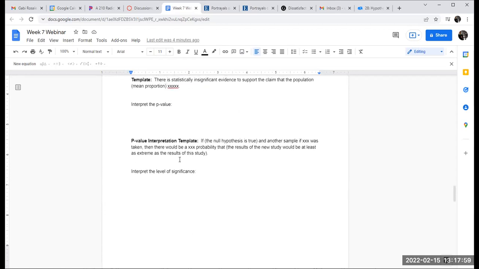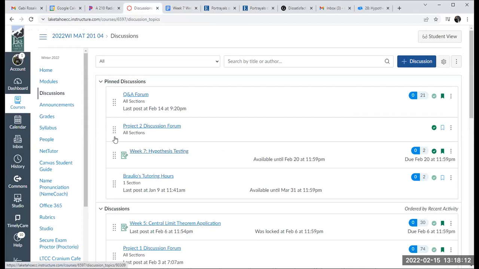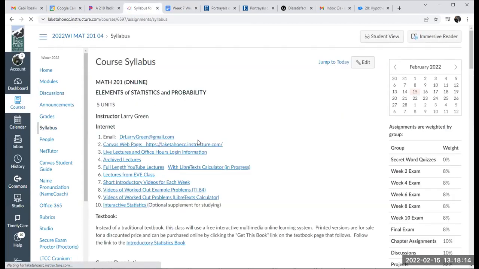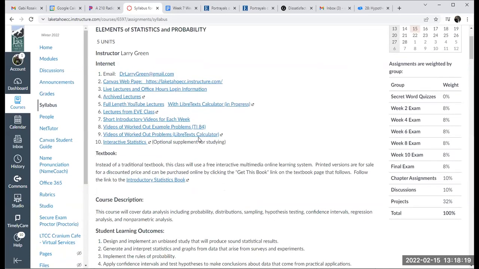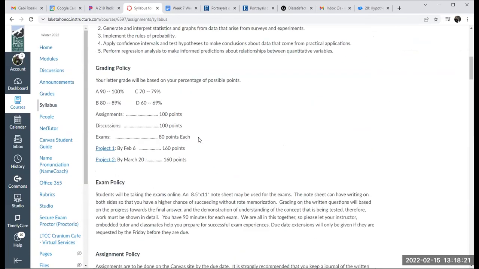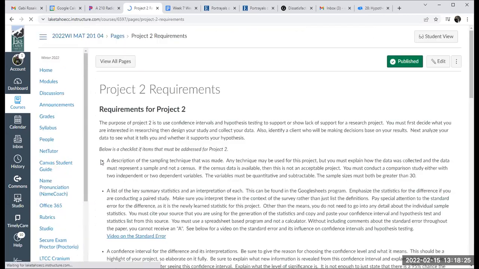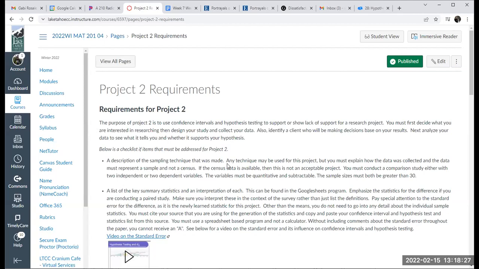Okay, so anyway, now that we've seen confidence intervals and hypothesis testing, we're ready to start thinking about the project. So I want to jump to the syllabus. Okay, and it's in a few places, but I think it's easiest to just click on project 2. So this is what project 2 is all about.